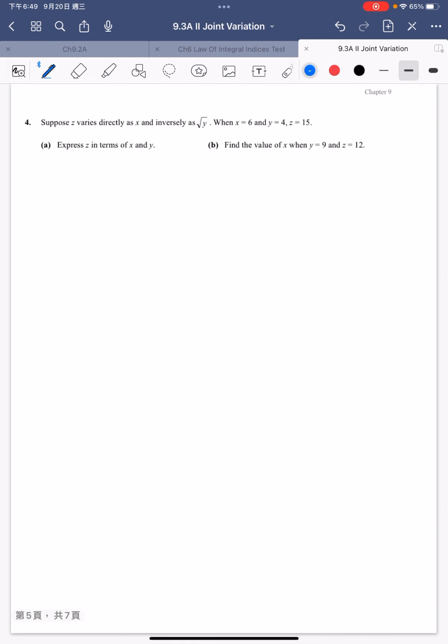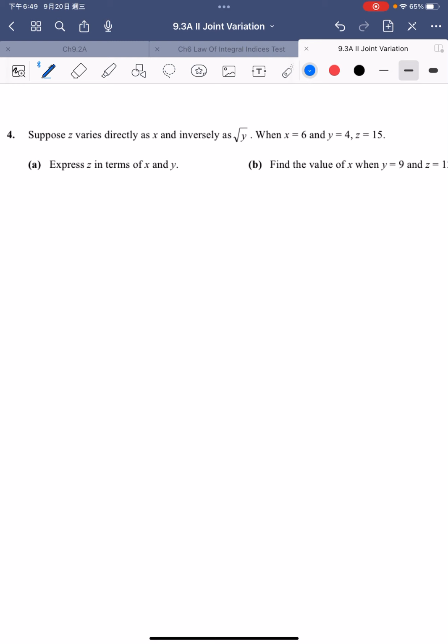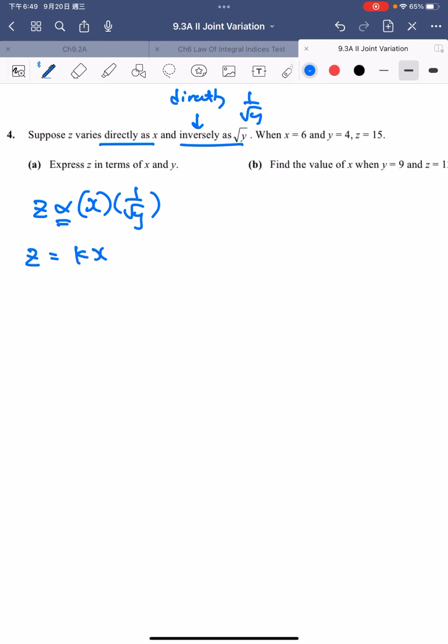So now moving to question 4. Question 4 is saying that z varies directly as x and inversely as the square root of y. So inversely can be changed to directly, and we change the square root of y to become 1 over square root of y. So the relationship between z, x and y is that z is proportional to x times 1 over square root of y. Then we change our proportional sign to become equal to k.